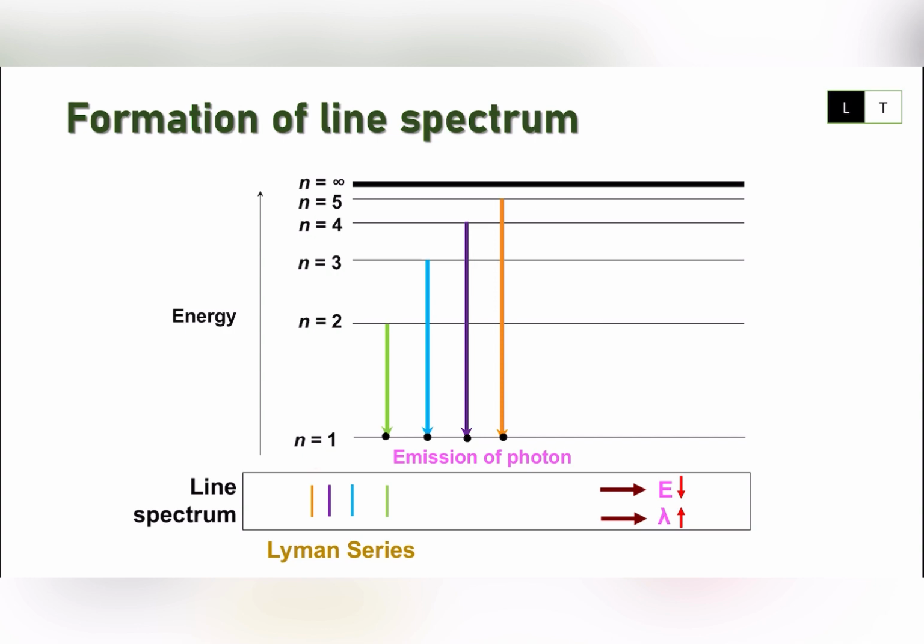This line spectrum is going to start from right to left, but it can also start from left to right. It depends on the question given. From here, you can see that when moving towards the right, the energy decreases. However, the wavelength increases. And you can see 4 different transitions here.